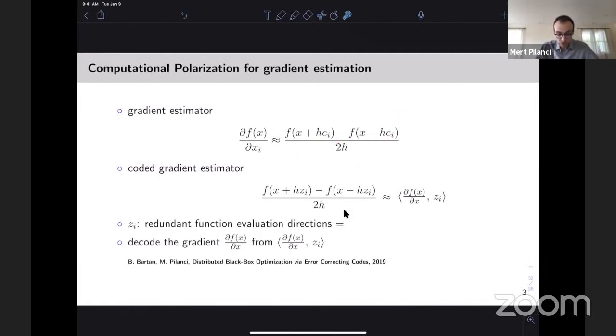And we can come up with a coded version of this. Instead of the ordinary basis vectors, we perturb the function in arbitrary directions. And then this essentially measures the inner product of the true gradient vector with these directions zi, right? And then if we choose these zi directions using the coding matrix we introduced, the decoding problem is essentially a linear computation problem. We can decode the gradient from these function differences.